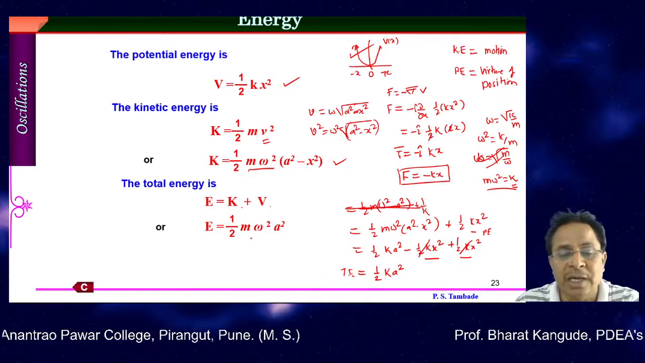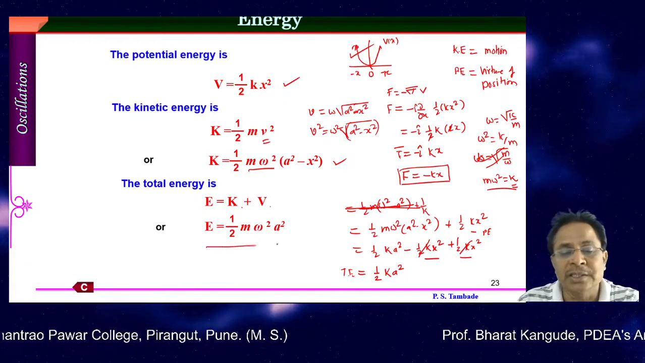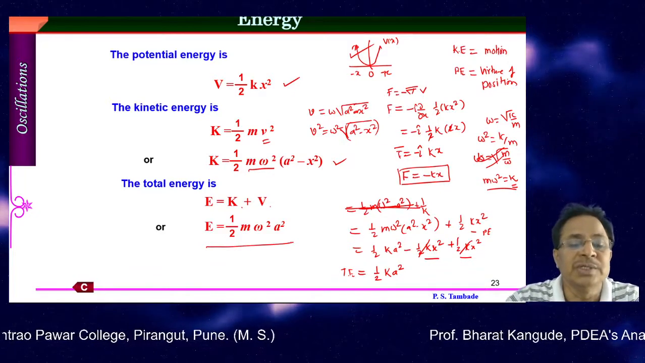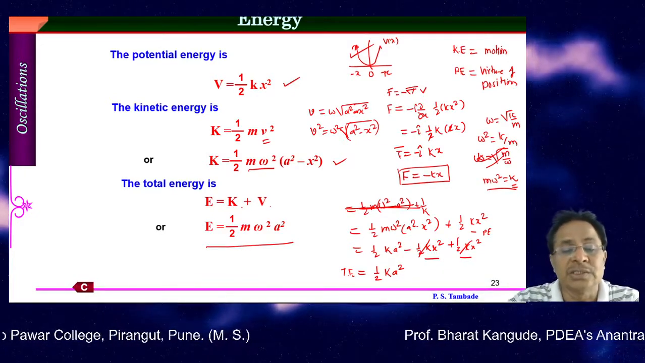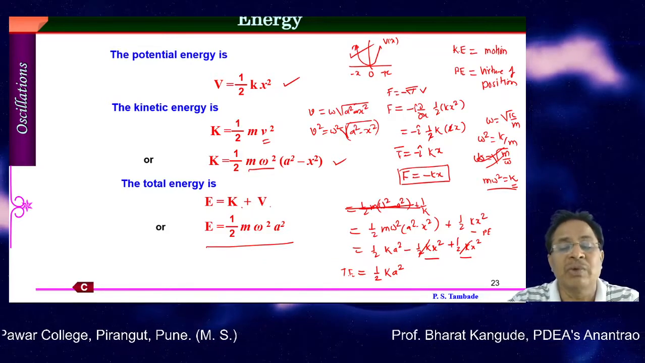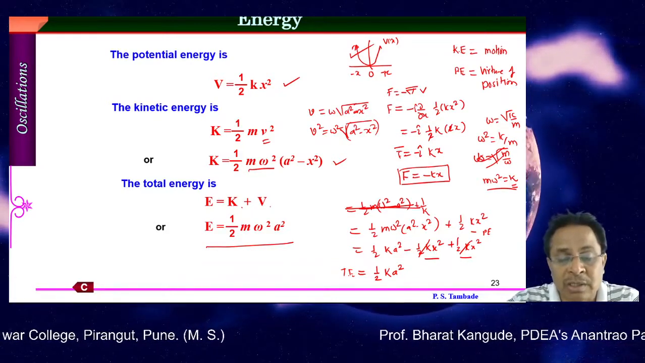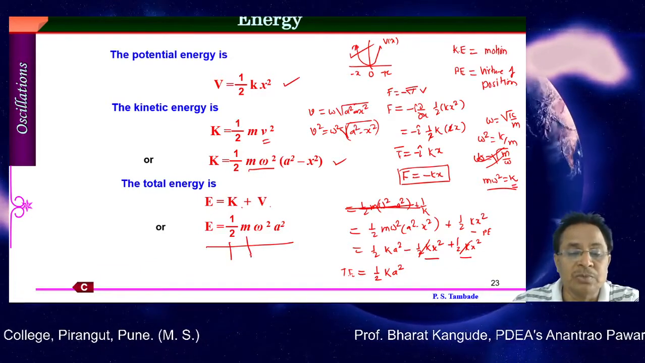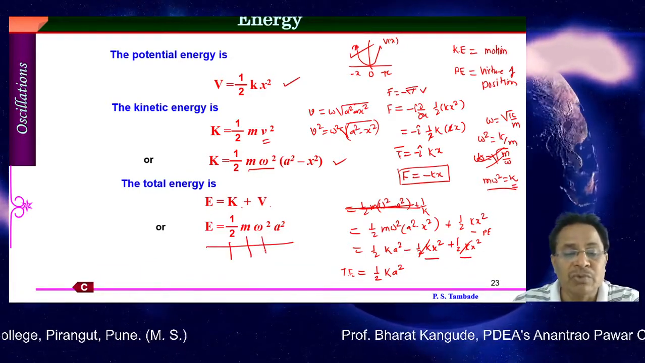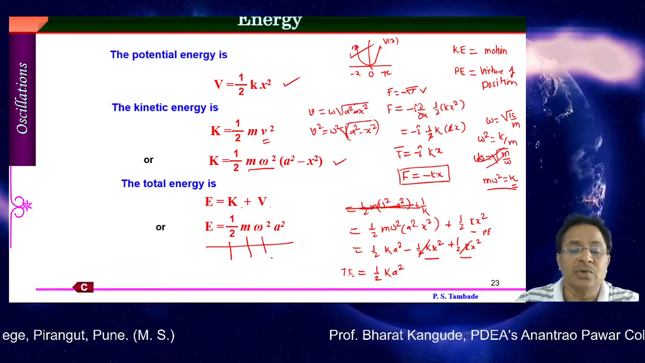Replacing this K by m omega square, I get the expression for the energy of this simple harmonic oscillator, or undamped free oscillations, as 1/2 m omega square into a square. Now remember, in this case everything is constant. 1/2 is constant, the mass of the oscillator is constant, omega square, once this motion is set, is going to be constant.